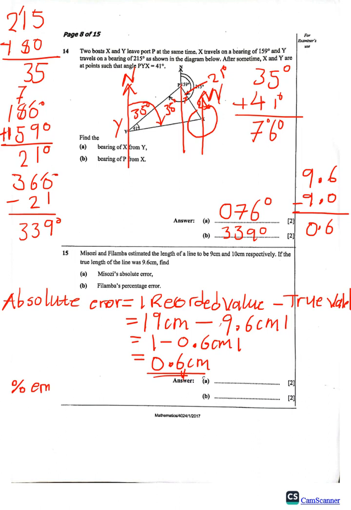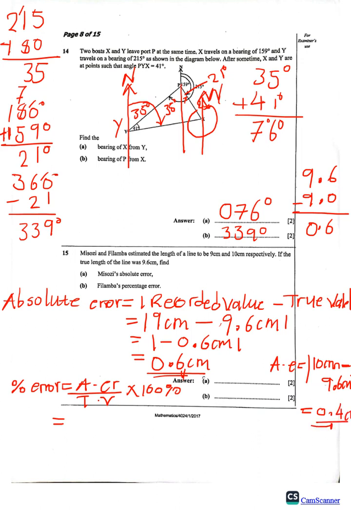So percentage error is equal to absolute error divided by true value times 100%. Okay, so let's now also find the absolute error for Filamba. So the absolute error is equal to the recorded value for Filamba, which is 10 centimeters, minus the true value, 9.6. So if we subtract 10 minus 9.6, we are going to get 0.4 centimeters. So this is our absolute error for Filamba. The reason why we are using Filamba's is because it is the percentage error for Filamba that we are looking for. So we can now proceed.